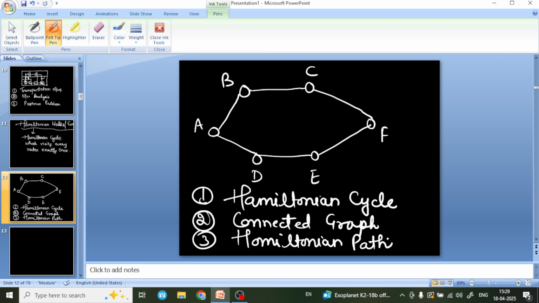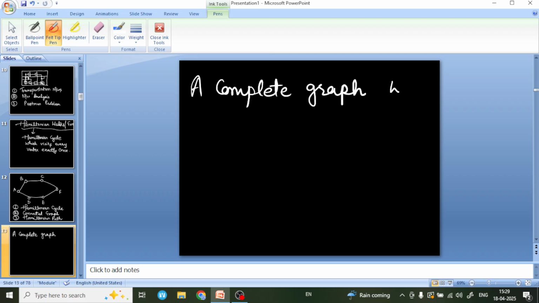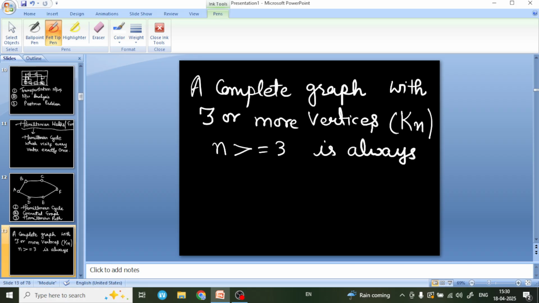Now, what are examples of Hamiltonian graphs? A complete graph with three or more vertices, known as Kn where n is greater than or equal to 3, is always Hamiltonian.